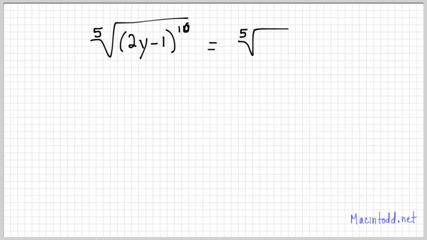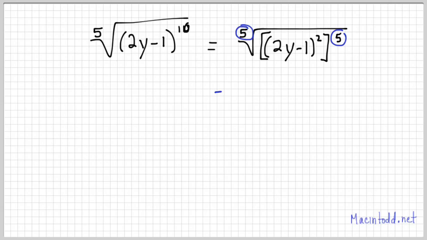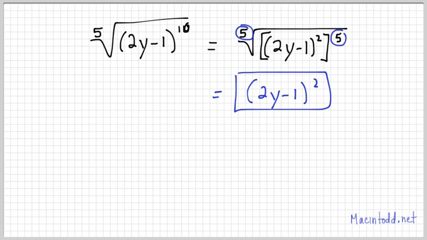Let's do the fifth root of 2y minus 1 to the 10th power. This is number 286. I'm going to think of that as the fifth root of 2y minus 1 squared to the fifth power. And I do that so that my index and my exponent match, and so my answer is 2y minus 1 squared. And that would be fine. We don't need to expand that or multiply it out. And that's how you simplify nth root radicals.